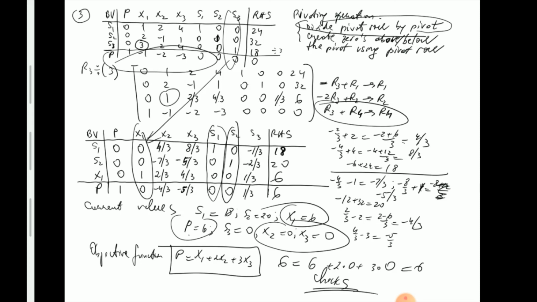As soon as you're comfortable with the pivoting operation in the simplex tableau, the initial simplex tableau, then move on to 5.2, but not earlier than that. So I think that's it for today.